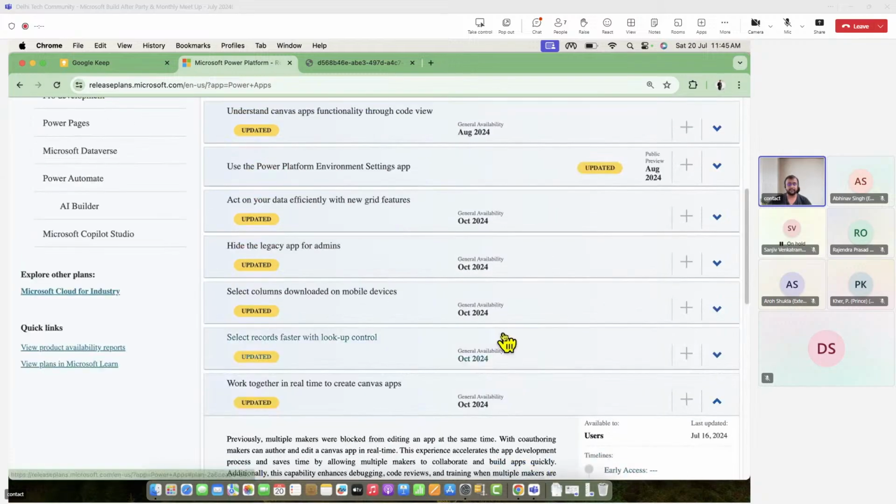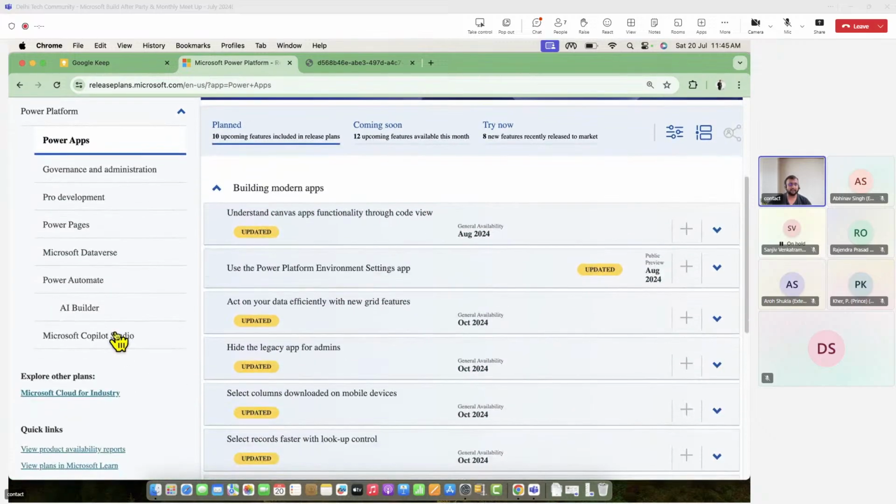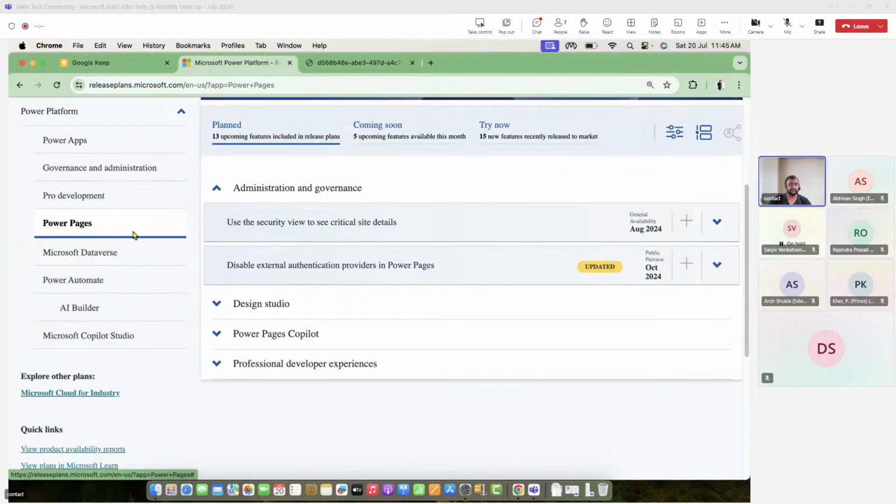Okay, so that's pretty much about the Power Apps update. Let me talk about a few things related to Power Pages. At the Power Pages level as well, there are some cool announcements specifically around administration and governance, design studio, Copilot, and professional developer experience.